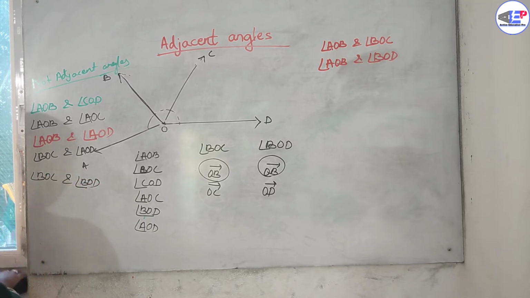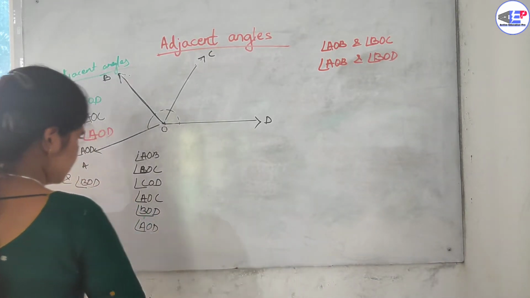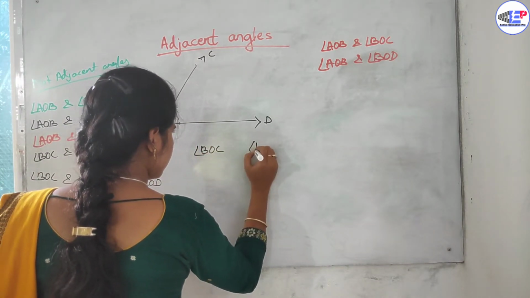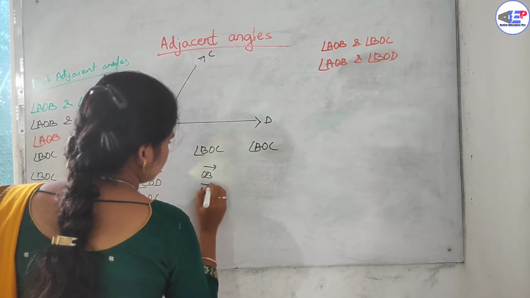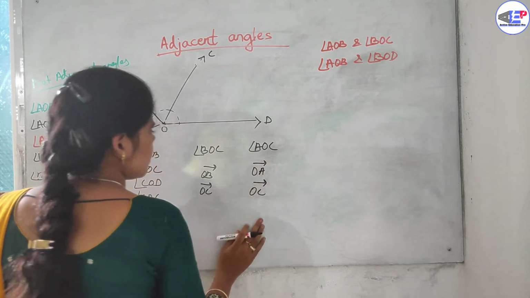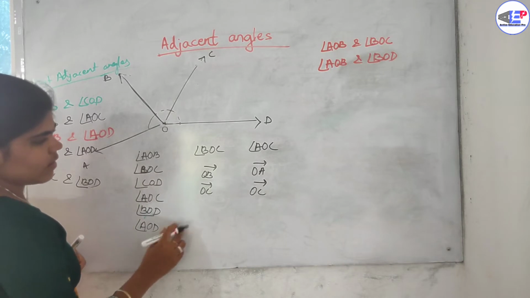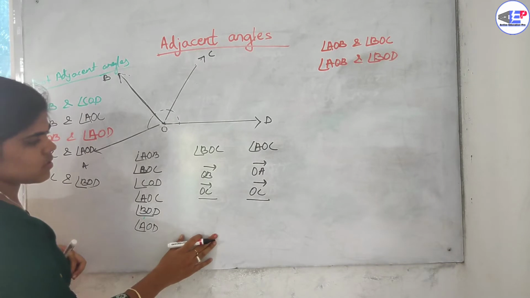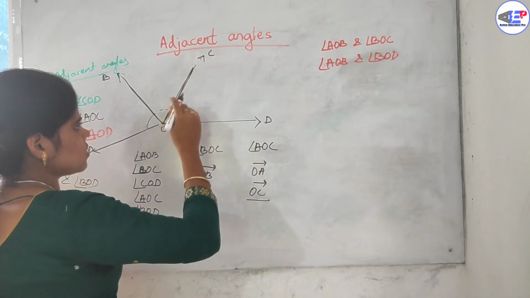In the next pair, BOC with AOC. Here we need OB, OC arms, OA arm and OC arm. As for the first condition to be a pair of adjacent angles, O is the common vertex and here OC. In these two angles, OC is the common arm.